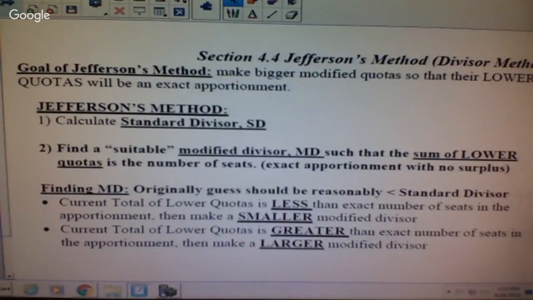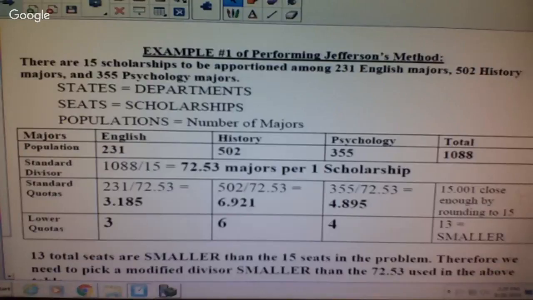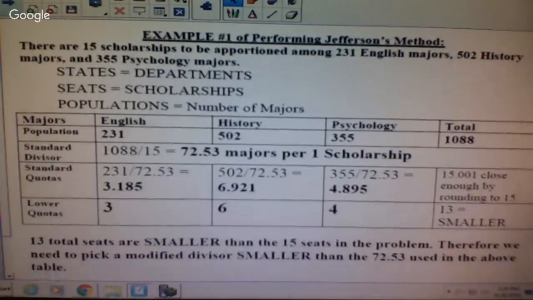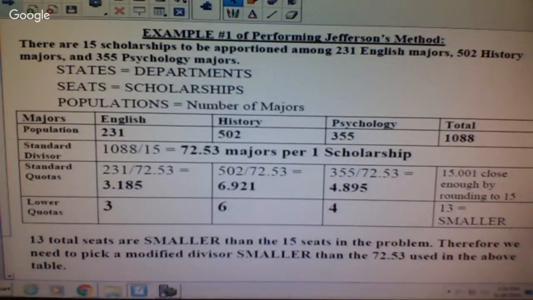So again, if I end up with lower quotas that total less and I need more, I'm going to take my modified divisor and bring it down. So that's exactly what this is. And this one's already done in your notes for you, so you have an example that is absolutely perfect that you can go back and look at.